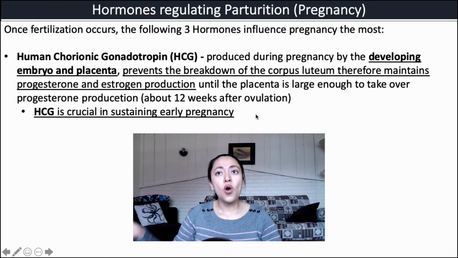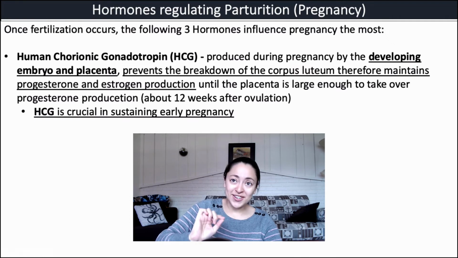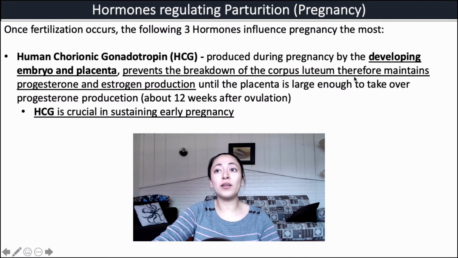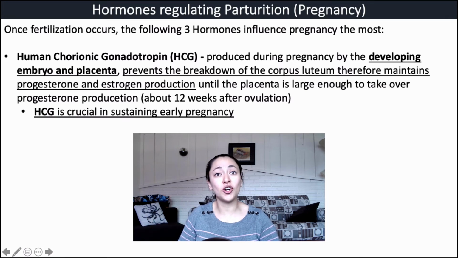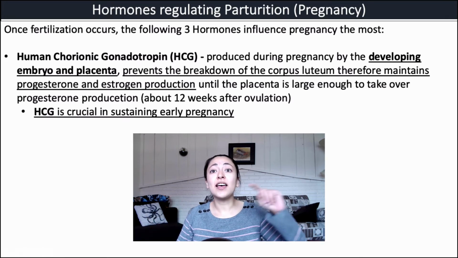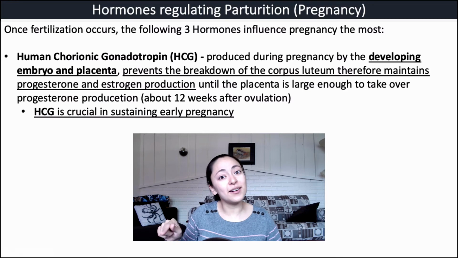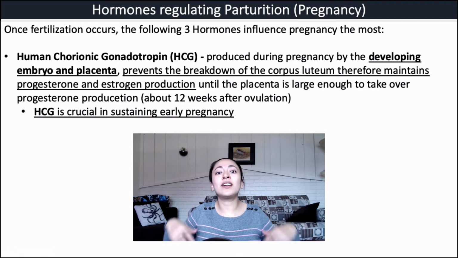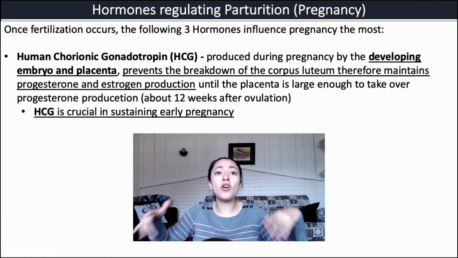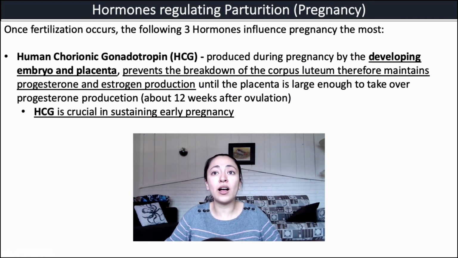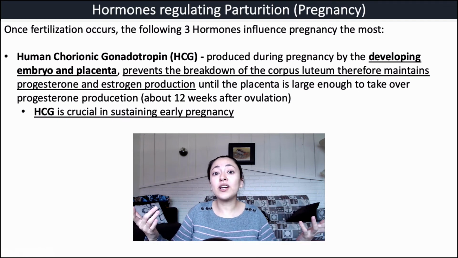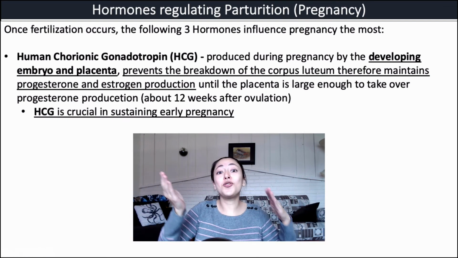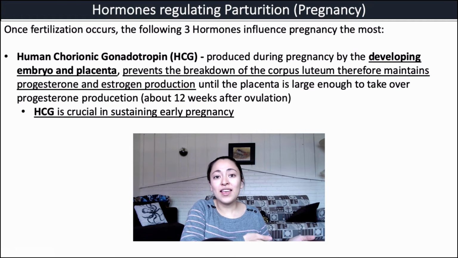Why is that? Well, HCG is produced by the developing embryo and placenta right after fertilization pretty much has occurred. This prevents the breakdown of the corpus luteum. So this causes the corpus luteum to stick around longer. And so the corpus luteum can continue producing progesterone, and it also will produce some estrogen as well. And it will keep producing progesterone to prevent the uterine lining from shedding.